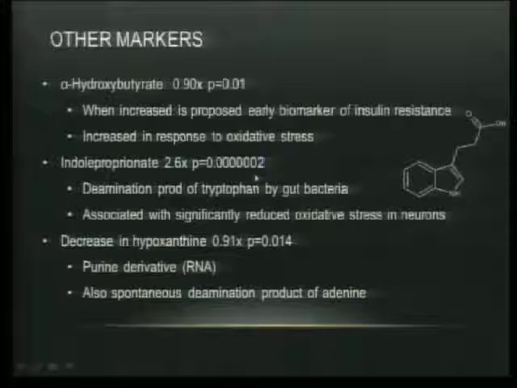Indole propionate is a deamination product of tryptophan by the gut bacteria, and it was increased 2.6-fold, which indicates we're probably having some pretty profound effect on the gut. It's also associated with significantly reduced oxidative stress in neurons, and so maybe overall we have some sort of decrease in oxidative stress. We had a decrease in hypoxanthine, which is a purine derivative and a spontaneous deamination product of adenine. When adenine spontaneously deaminates, you get some mismatch in DNA, and so a decrease in this product would be a good thing.